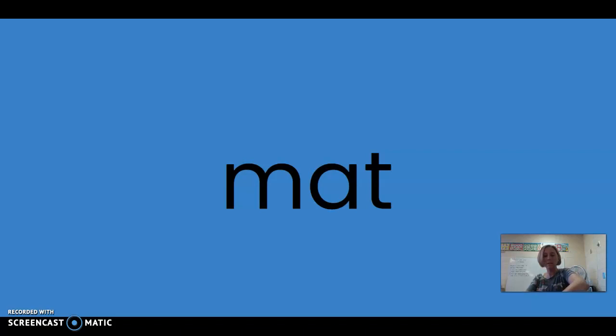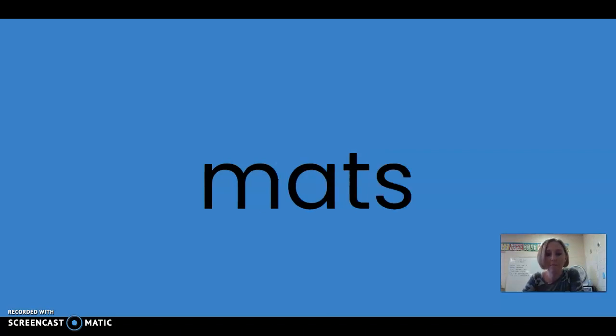A, mat, mat. Now, I know this is one mat because there's not an S at the end of our word. So what happens if we put an S at the end of our word? A, mats, mats. This is more than one mat.